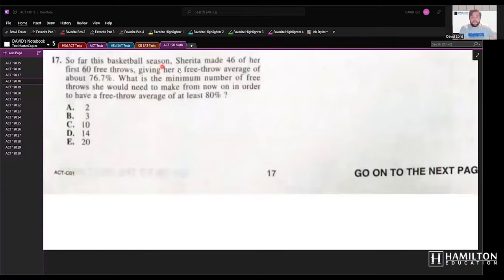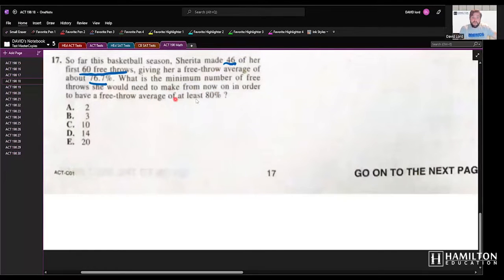So far this basketball season, Sharita has made 46 of her first 60 free throws, giving her a free throw average of 76.7%. That's pretty awesome. What is the minimum number of free throws she would need to make from now on in order to have a free throw average of at least 80%? So that means 80% of all of the free throws have to equal the number of free throws she's made right now, plus some extra.